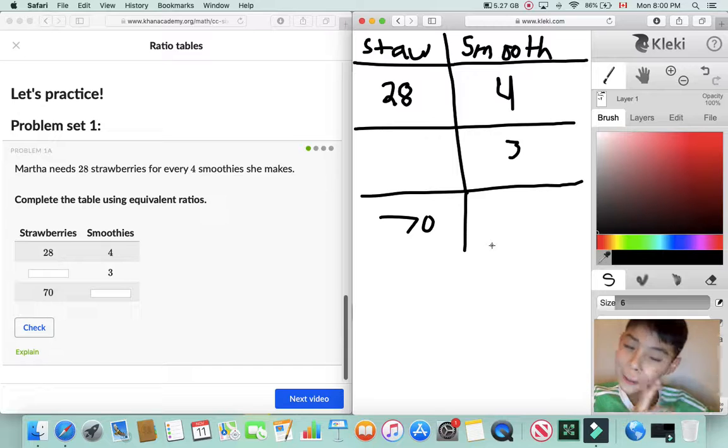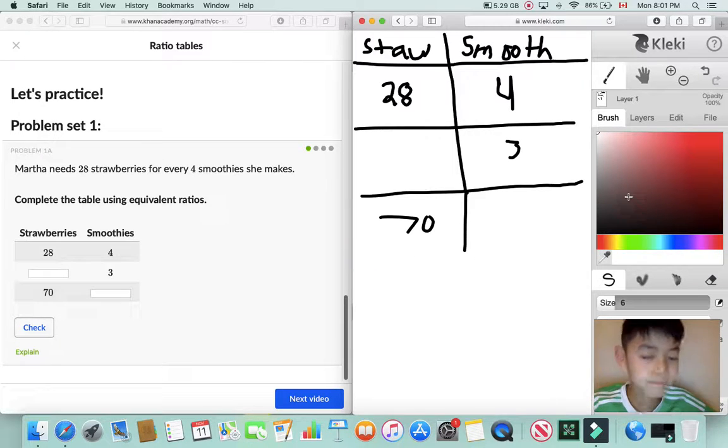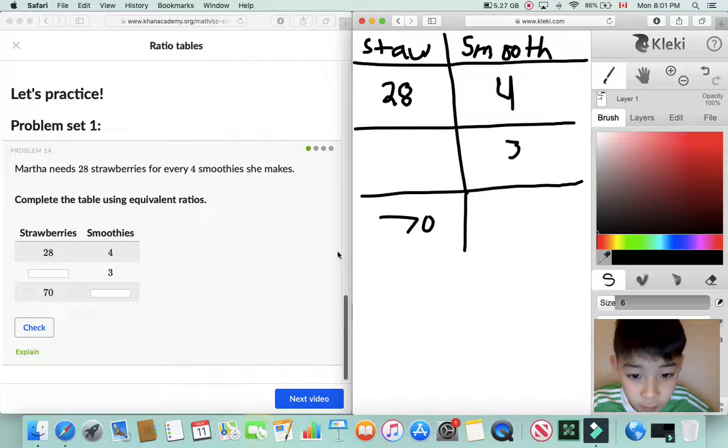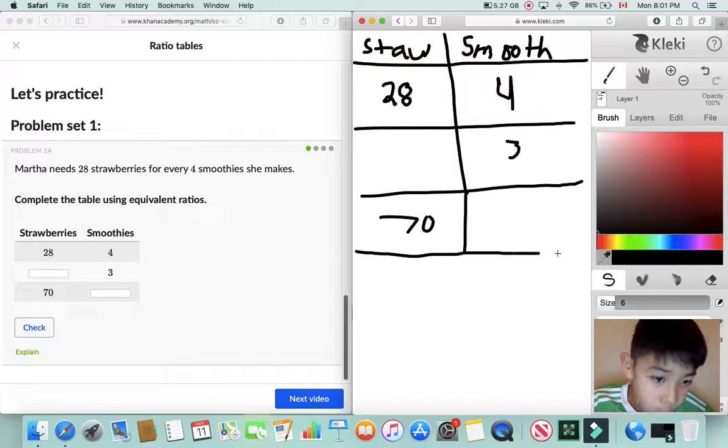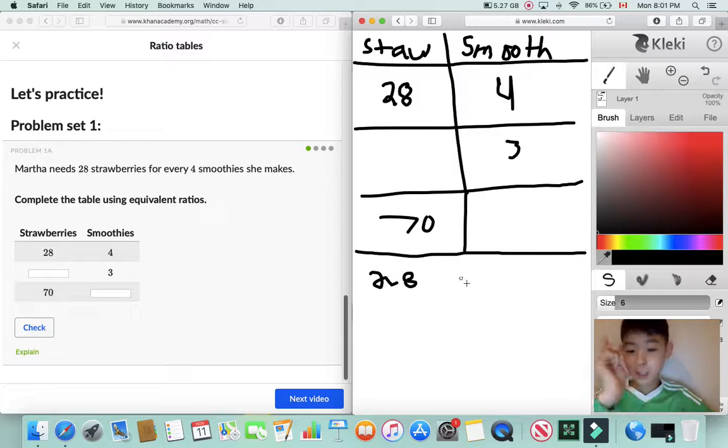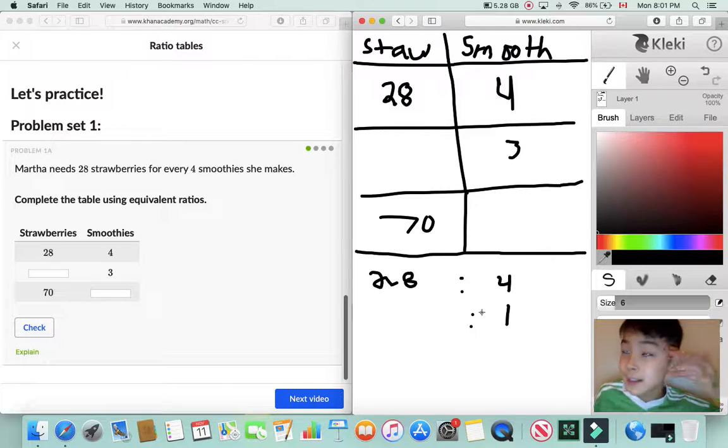So right now we can see the ratio. Damn it. Right now you can see the ratio is 28 to 4. But we can go down to 1. What's 4 divided by 4? 1. So 28 divided by 4. Quick maths. 7. 7! I hope that wasn't too loud. If it was, sorry. Okay, so basically it's 7 to 1.